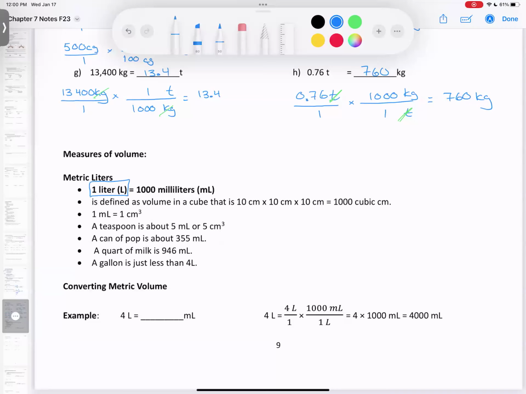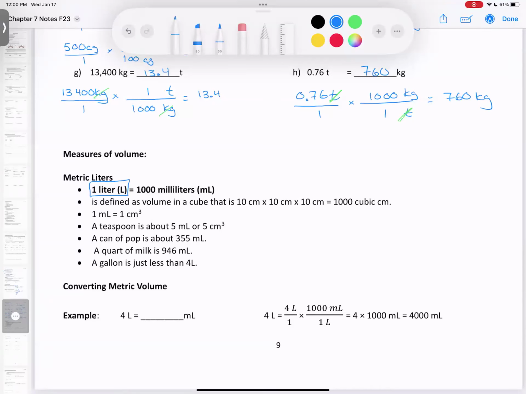And if you catch me in the lab, let me show you this. We have a little plexiglass container that's 10 by 10 by 10. If we fill that container with water and then move that to a graduated cylinder, which is a device we can use to measure volume, you will see that equals 1 liter or 1,000 milliliters. Okay, that means that 1 milliliter equals 1 centimeter by 1 centimeter by 1 centimeter, or 1 centimeter cubed.